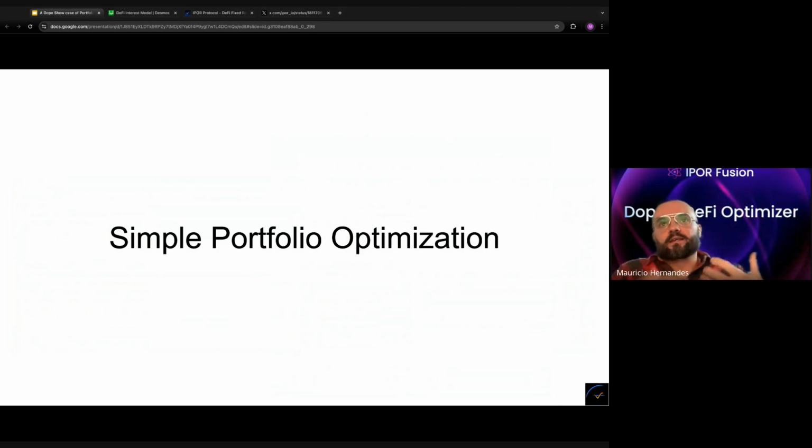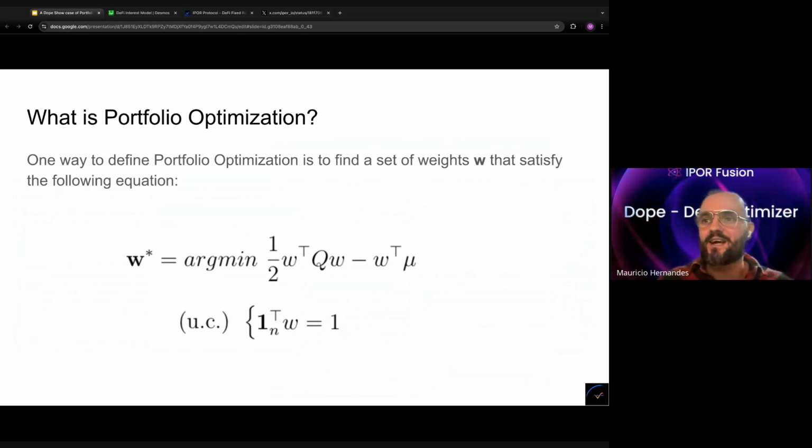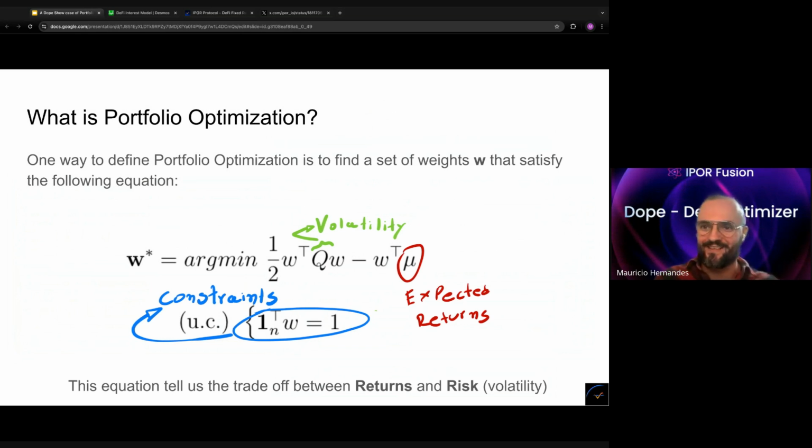And okay, so let's talk a little bit now about portfolio optimization, right? I promise that's going to be like 2 slides with equations and I'm done. So please buckle up, but I promise it's going to be worth it.